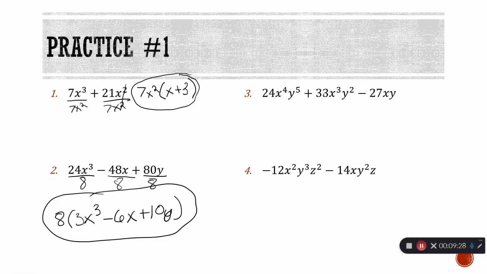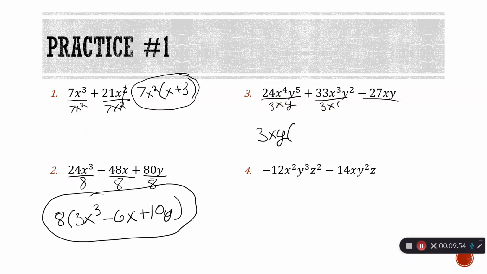Next one, 24, 33, 27. I know that's going to be 3 right off the bat. They all share 3. Let's look at x's. I got 4 x's, 3 x's, and 1 x. So I can pull out 1 x for sure. Y's, 5 y's, 2 y's, 1 y. I can pull out a y. Okay. Make my division problems.